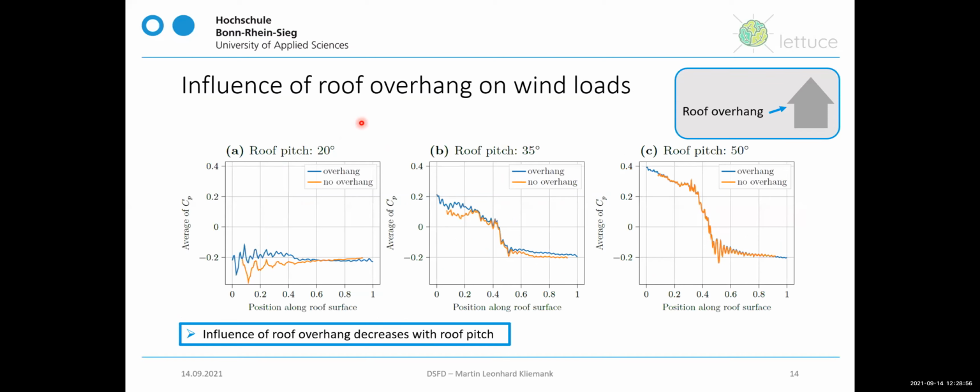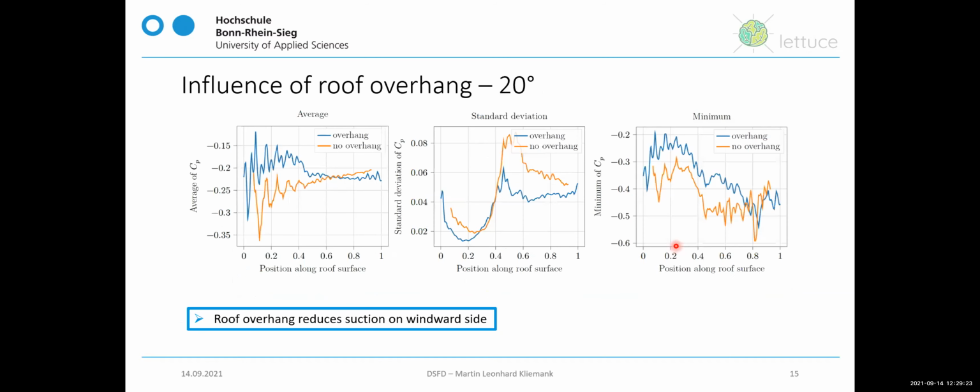Then to look at the influence of the roof overhang, we can see the average of the pressure coefficient at 20 degrees, 35 and 50, each a comparison with overhang in blue and without overhang in orange. Here, just a short reminder of what I mean by roof overhang. And here we can see that the influence of the roof overhang increases as the roof pitch decreases. So we have quite a large difference, and then barely any difference at 50 degrees.